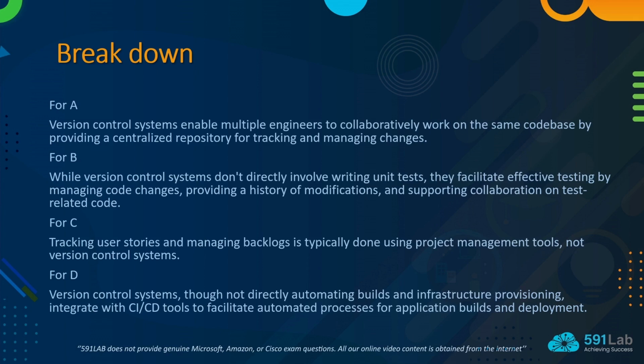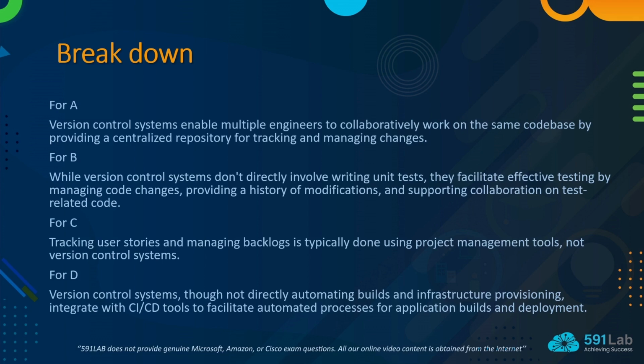For option B, while version control systems themselves are not directly related to writing unit tests, they do play a role in managing and tracking changes to the code. So a version control system can help developers keep track of changes and revert to a previous state if needed. But they cannot write unit tests. Unit tests are also written by the developer.